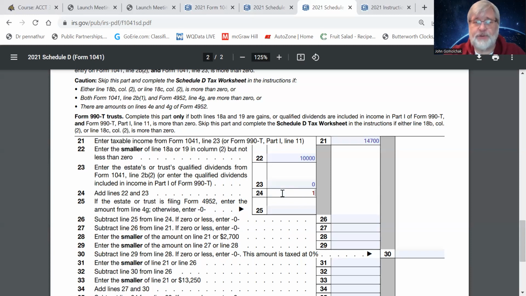So line 24 is going to be that $10,000. We're not filing a Form 4952, so we're not going to be giving a number, so we'll have a 0 here. Line 26, subtract 25 from 24, so that's still going to be the $10,000.